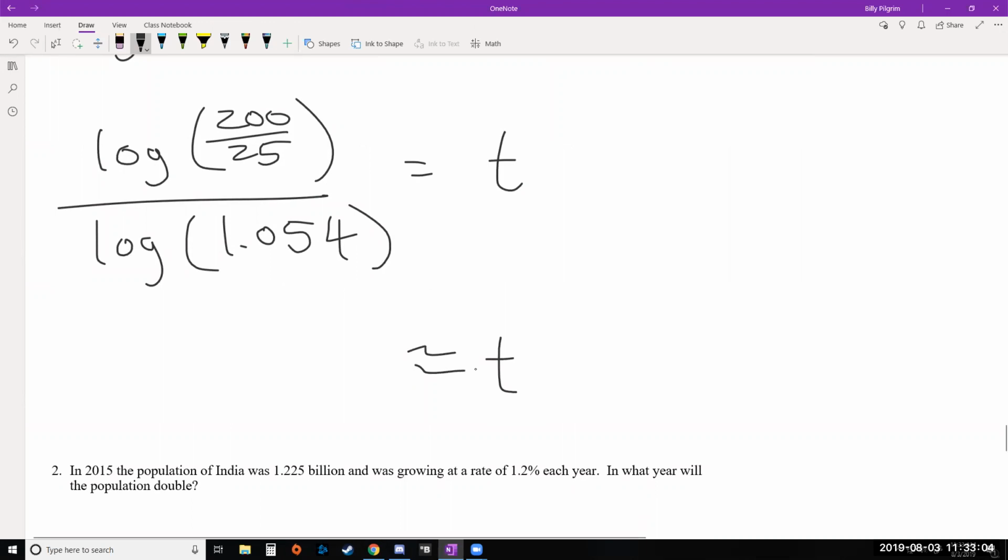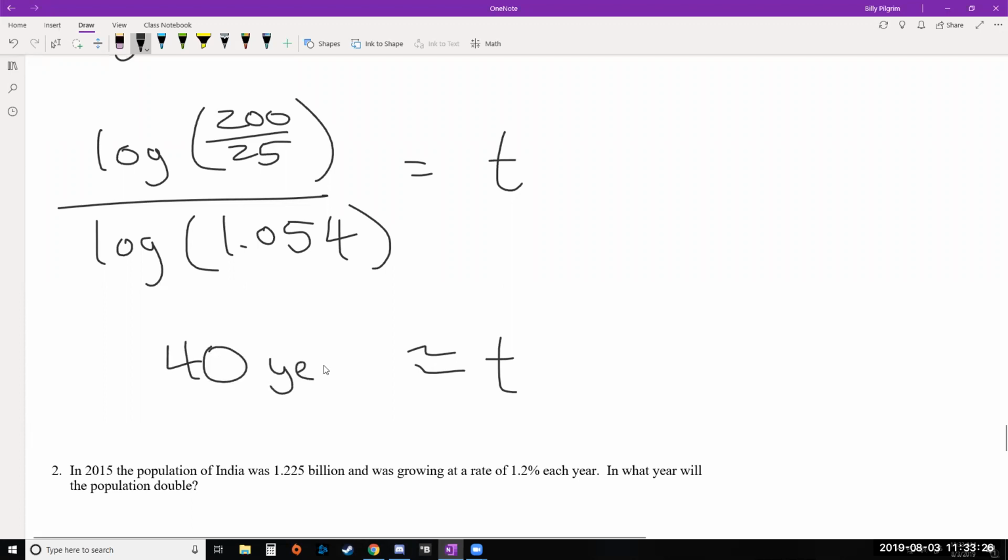We're going to go ahead and round this. T is time, so let's just pick the nearest whole number. So we'll do log of 200 over 25 divided by log of 1.054. And I'm getting about 39.5-ish, so let's just call it 40.